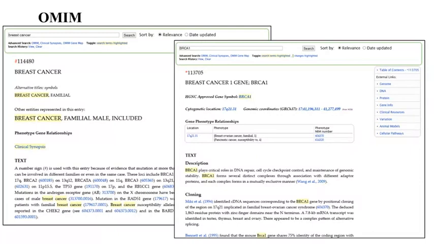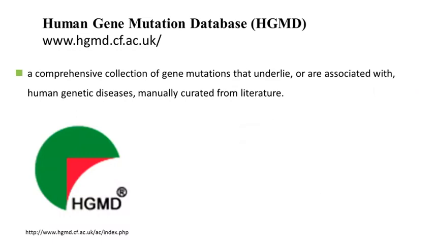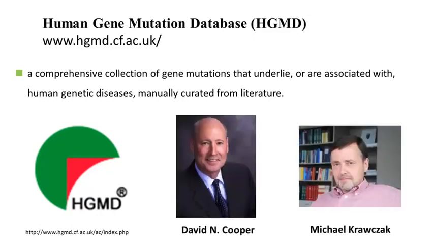However, if you're interested in getting not only the disease genes, but also all the known mutations on the disease genes, you may want to know about the Human Gene Mutation Database, HGMD. HGMD is a comprehensive database manually curated from literature of gene mutations that underlie or are associated with human genetic diseases. The origin of HGMD traced back to 1987 when biologist David Cooper and mathematician Michael Krawczak decided to collaborate on the study of the mutational mechanisms of human genes.